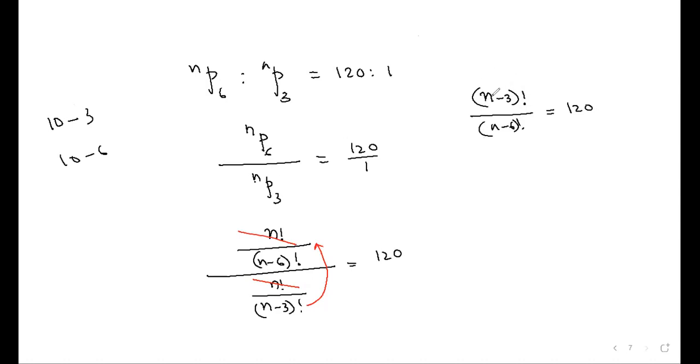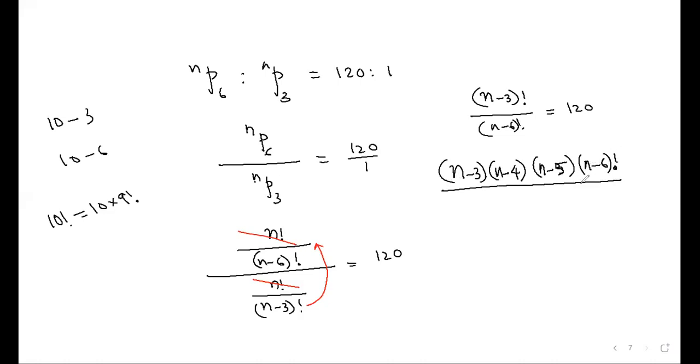So I'm going to reduce this. 10 factorial can be written as 10 into one number lesser factorial, right? So n minus 3 can be written as n minus 3 into one number lesser, so n minus 4. One more number lesser, n minus 5. One more number lesser, n minus 6. And I put a factorial there so that I can cancel.